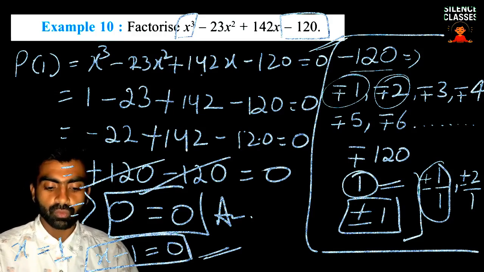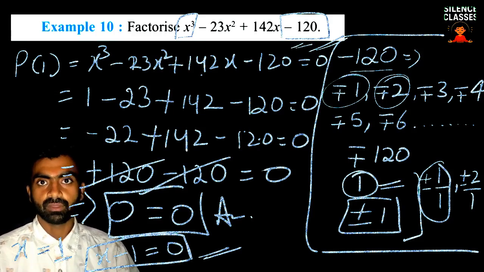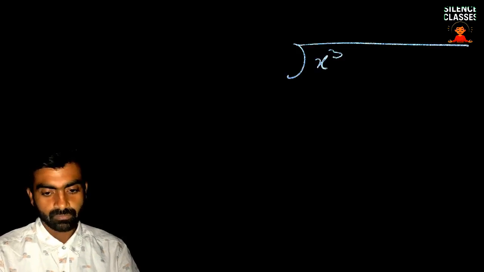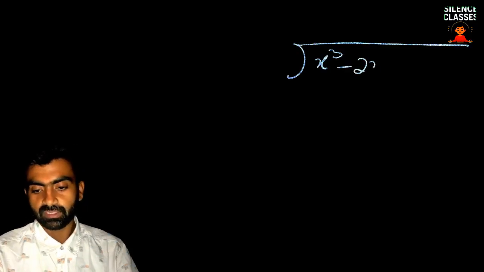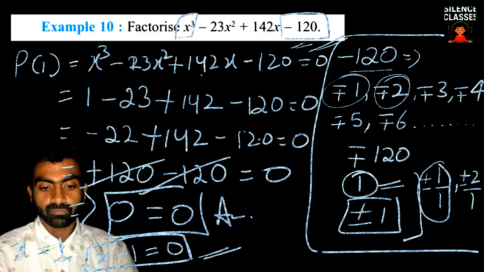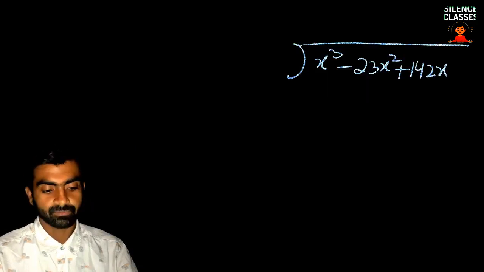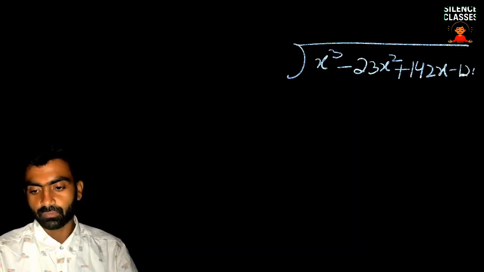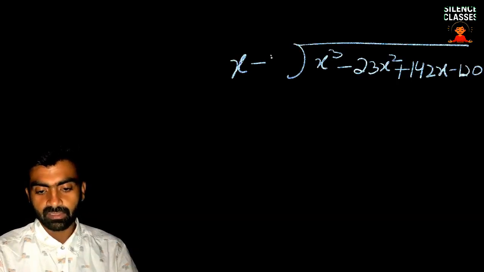So now what we will do, we will divide this particular equation by x minus 1. Okay, now first of all divide it. x cube minus 23x square plus 142x minus 120, and it will become x minus 1.